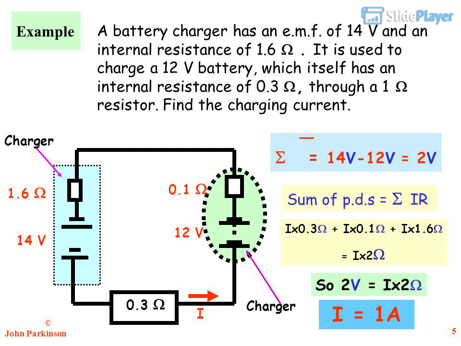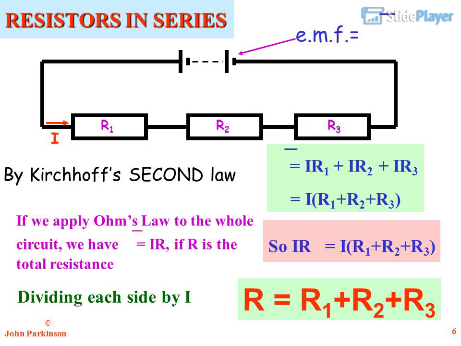The resistances are 0.1, 1.6 and 0.3 ohms. By Kirchhoff's second law, the sum of the EMFs equals the sum of the PDs, so 2 volts equals I times (0.3 plus 0.1 plus 1.6), which equals 2I. So the charging current I equals 1 A.